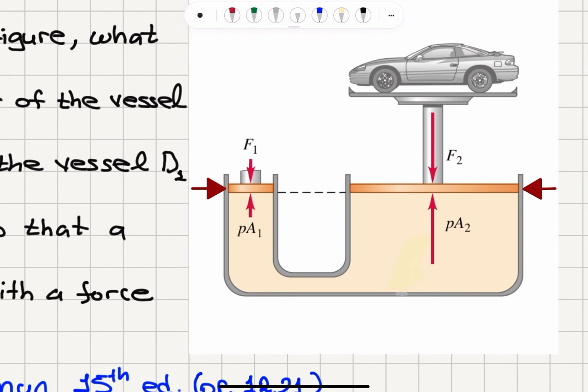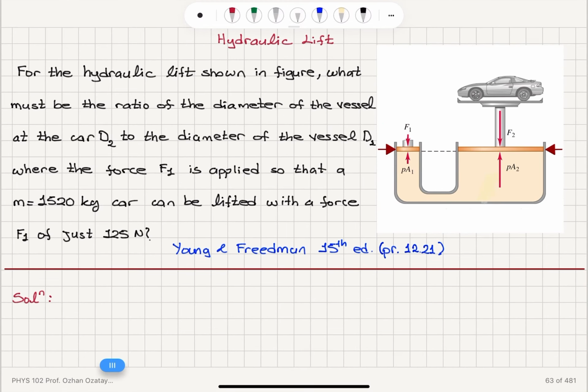So here is the hydraulic lift. We apply a force here and the car can be lifted up. Now we know Pascal's law. What is Pascal's law? When you apply a pressure on one side of this hydraulic lift, that pressure gets transmitted in the fluid to the other side with no change.